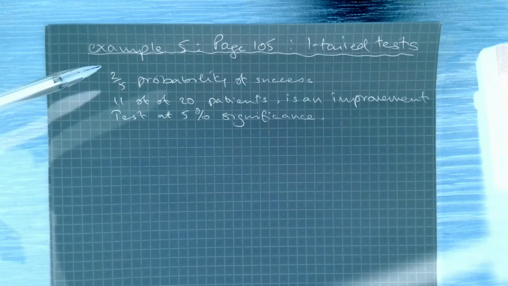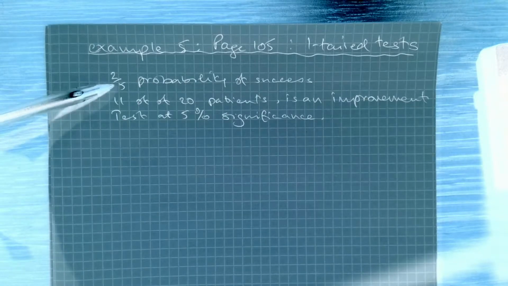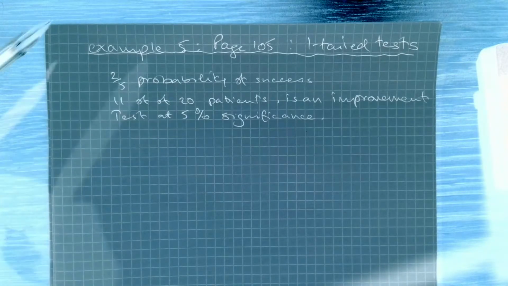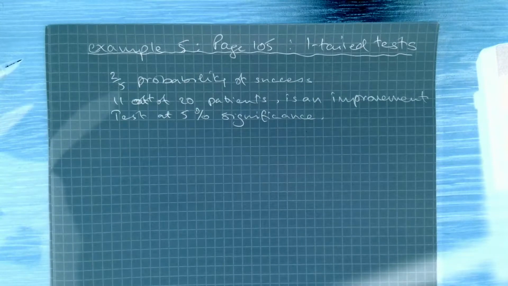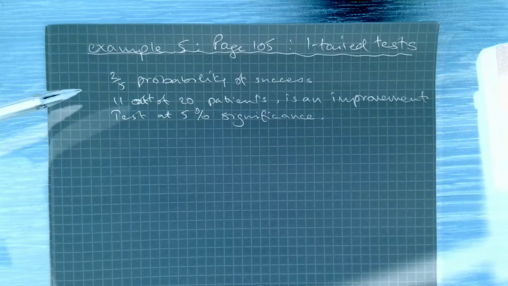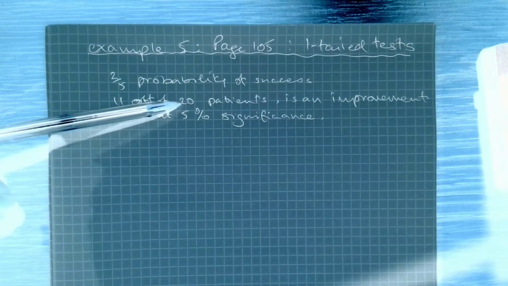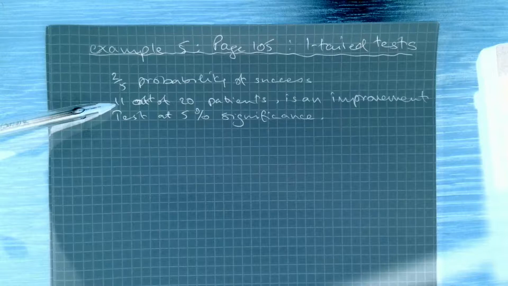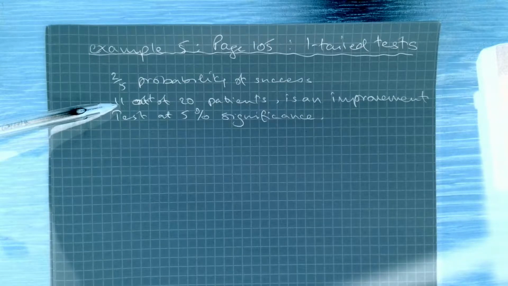So this is the probability of the drug being successful before, about 40%. And he's saying that 11 out of 20 patients is an improvement. So what we want to do is work out the probability. Well, if we did a binomial distribution with 20 as the number of trials and 11 or more successes, yeah, because this is an improvement.